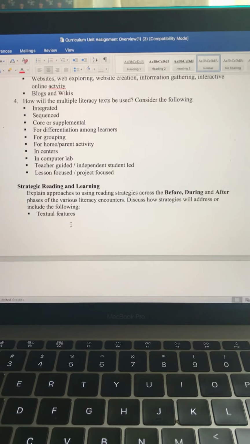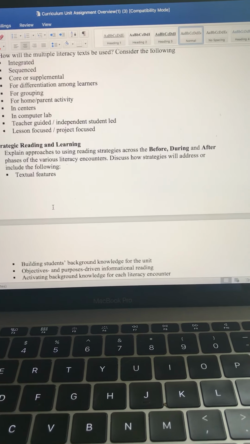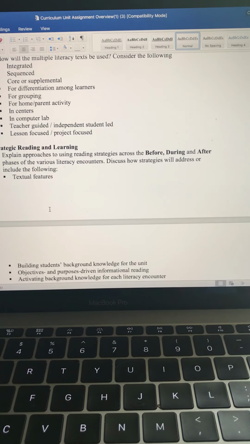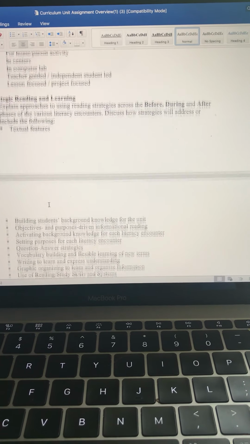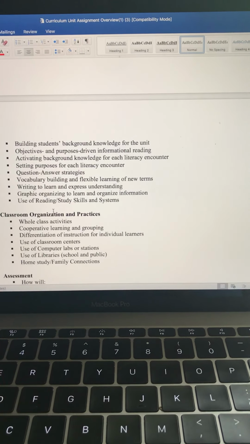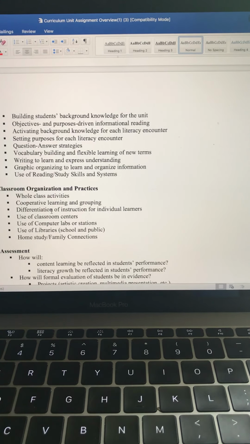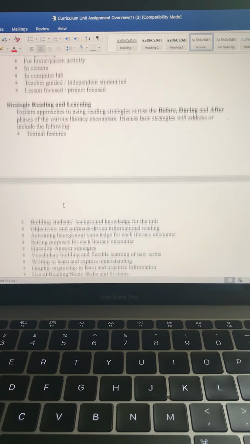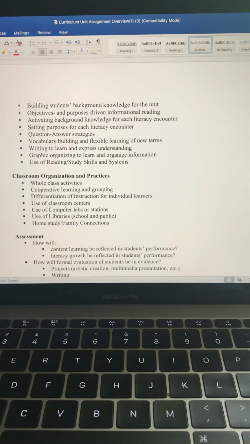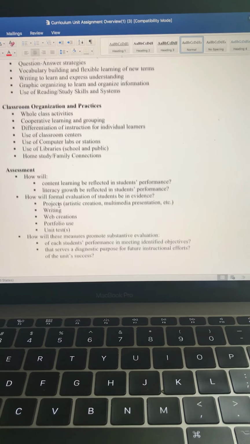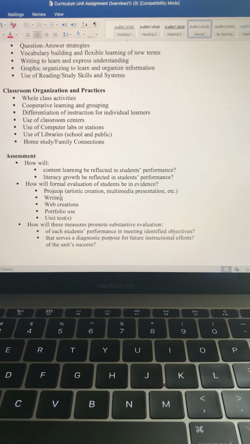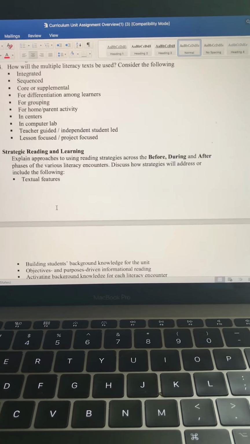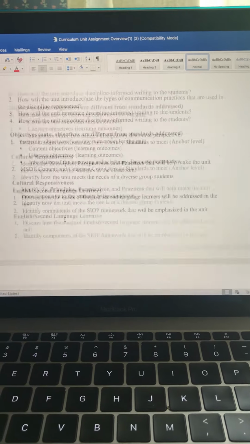Then we talk about strategic reading and learning: explain approaches to using reading strategies across the before, during, and after phases of literacy encounters. You're also going to talk about classroom organization and practices. How is that going to look with this brand new curriculum unit? What is assessment going to look like? And that's basically it.